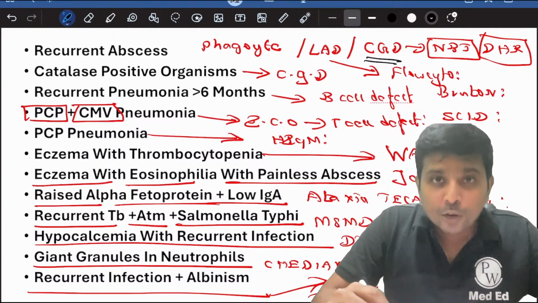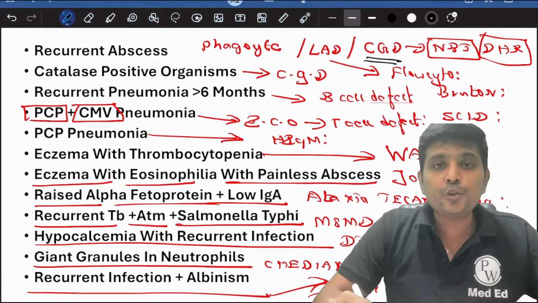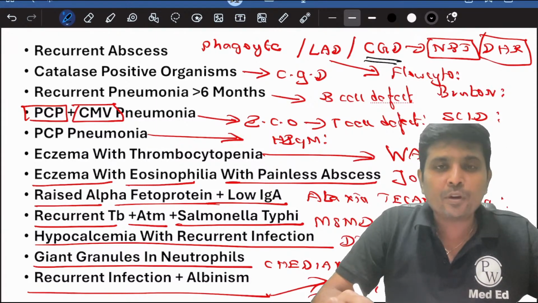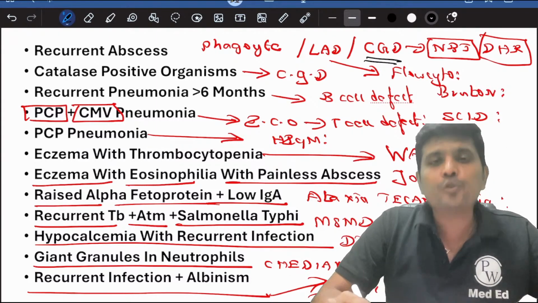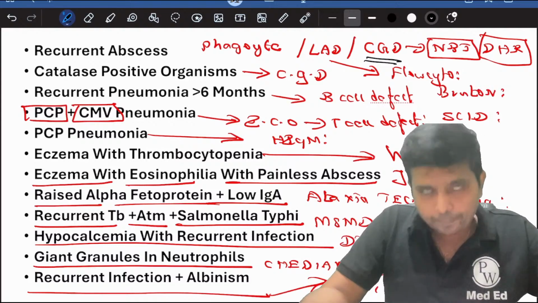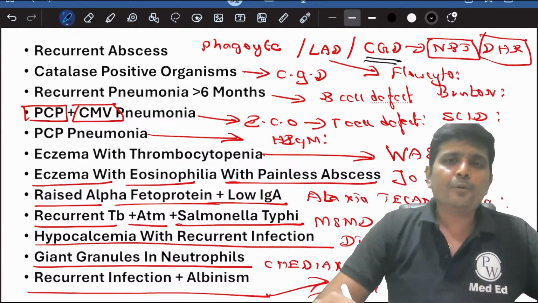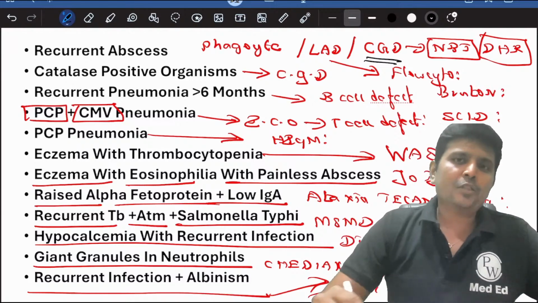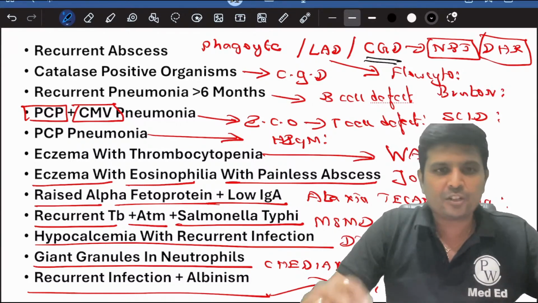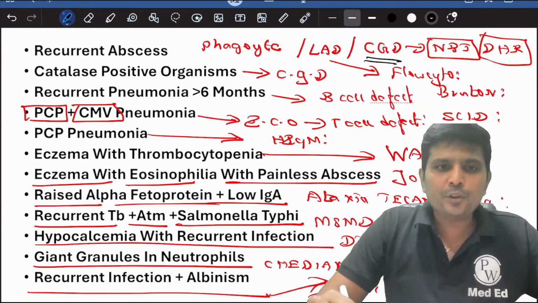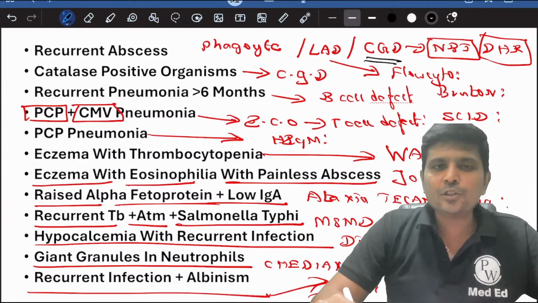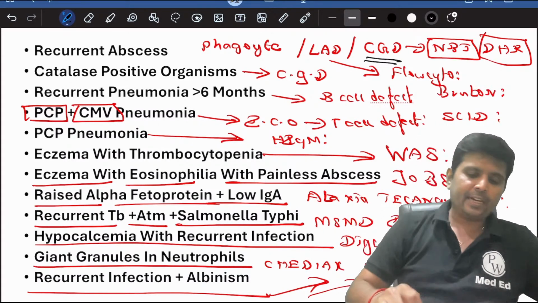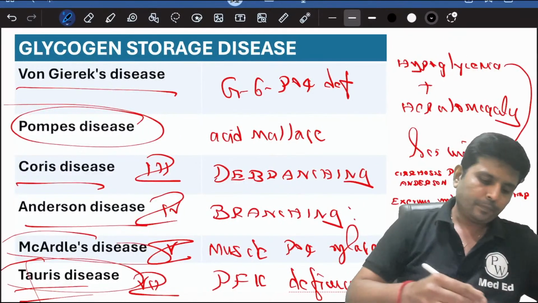Whenever you get hypocalcemia and a recurrent infection, it is due to DiGeorge syndrome. Recurrent infection because in DiGeorge syndrome, your fourth pharyngeal pouch will not be produced, which produces a parathyroid, whereas third pharyngeal pouch is responsible for production of thymus. So it is characterized by hypocalcemia and recurrent infection. Giant granules in neutrophils occurs in Chediak-Higashi syndrome, whereas recurrent infection along with albinism also occurs in Chediak-Higashi syndrome.